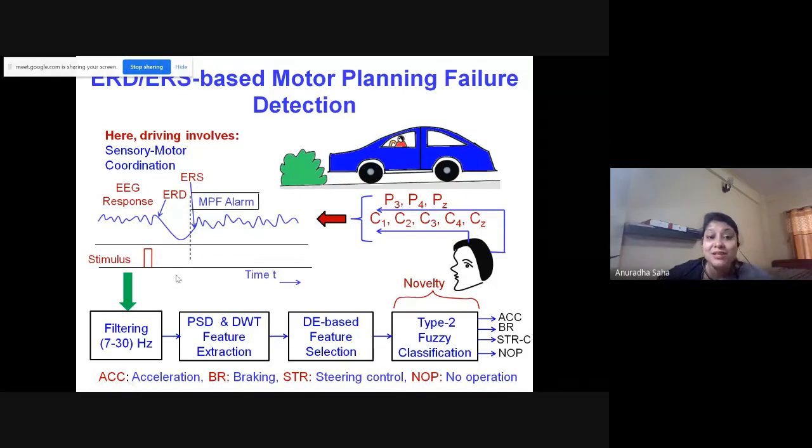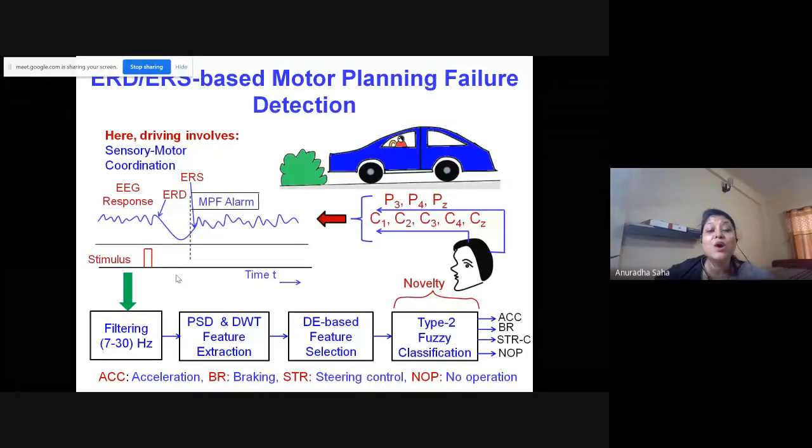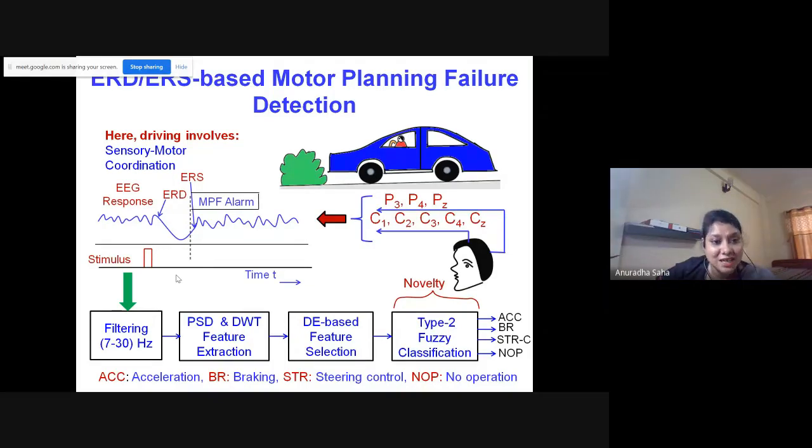Because we have already done so much training on 100 to 150 persons, we take an average of that time frame: if a driver is visually alert, and alert enough from the planning side also, then after how much time he will be able to generate this ERD, ERS.